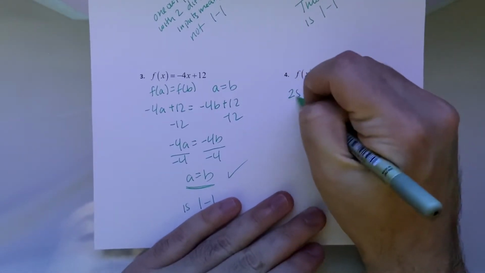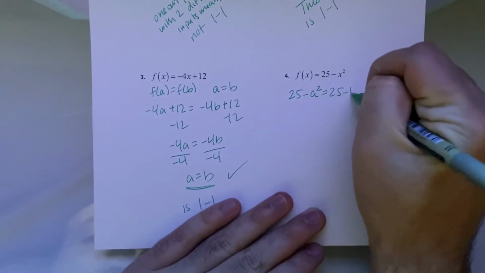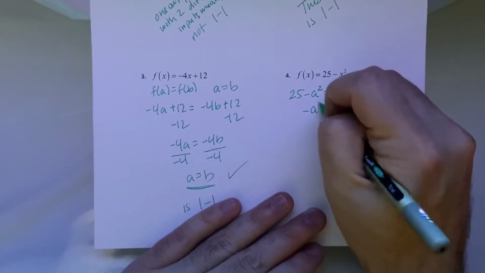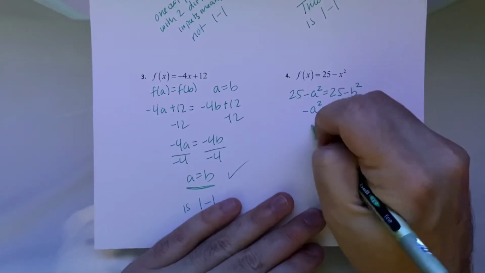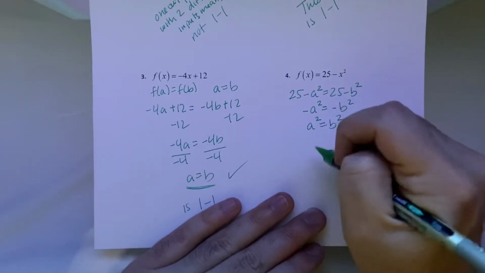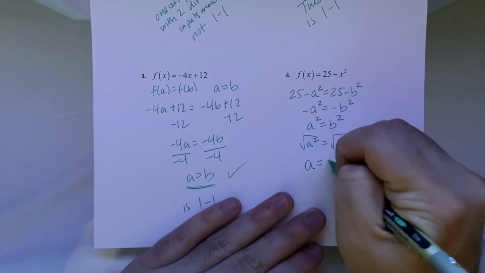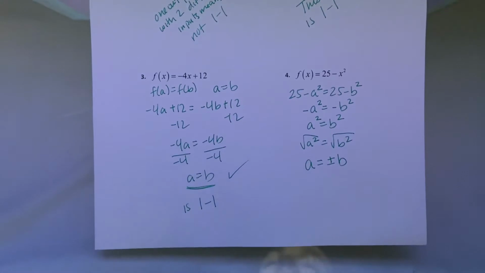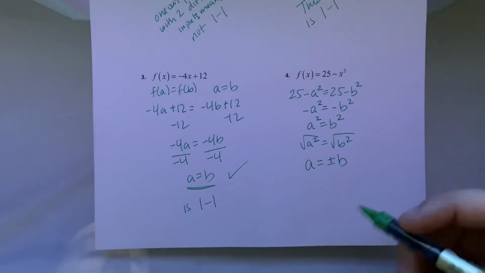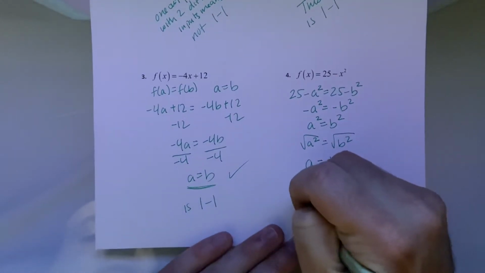Case in point here, if 25 minus a squared equals 25 minus b squared, subtract 25, negative a squared equals negative b squared, divide by negative 1, a squared equals b squared. If I take the square root of both sides, really that means a is plus or minus b. But remember that if a squared was 25 and b squared was 25, it doesn't mean that a was equal to b. One could be 5, one could be negative 5. So because we got something besides exactly a equals b, this is not one-to-one.